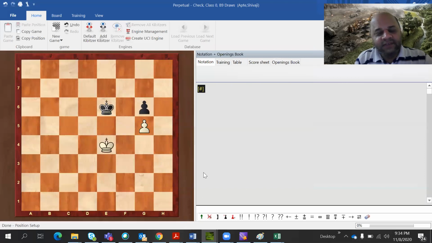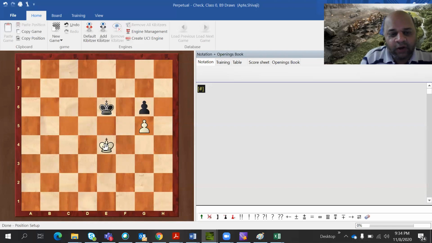Okay, in this position, what are the key squares of black? Key squares of black are F5, E5, and D4. Right? Next to the pawn, one square, second square, third square, and fourth square. White has to defend these squares, otherwise it is a loss.